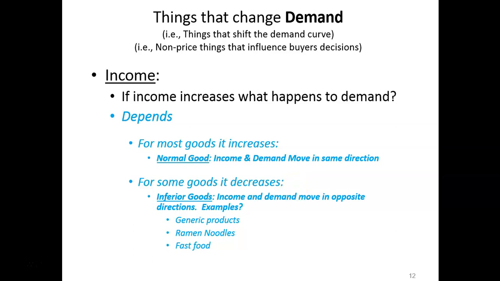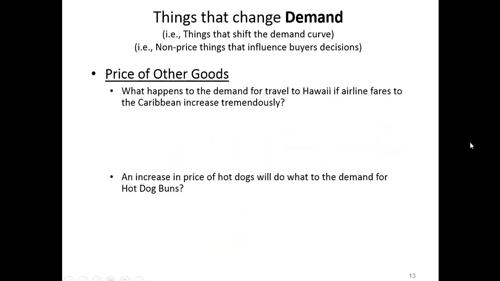And I would not be shocked if we found out what's happened to the demand for ramen noodles during the COVID-19 recession. That demand has likely increased. So you need microeconomics, right? You need to know those definitions.